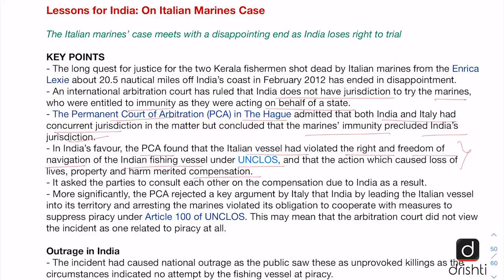Also, the editorial says that the PCA rejected a key argument by Italy that India, by leading the Italian vessel into its territory and arresting the Marines, violated its obligation to cooperate with measures to suppress piracy under Article 100 of the UN clause. So this makes it very clear that the arbitration court also did not see the incident as related to piracy at all.